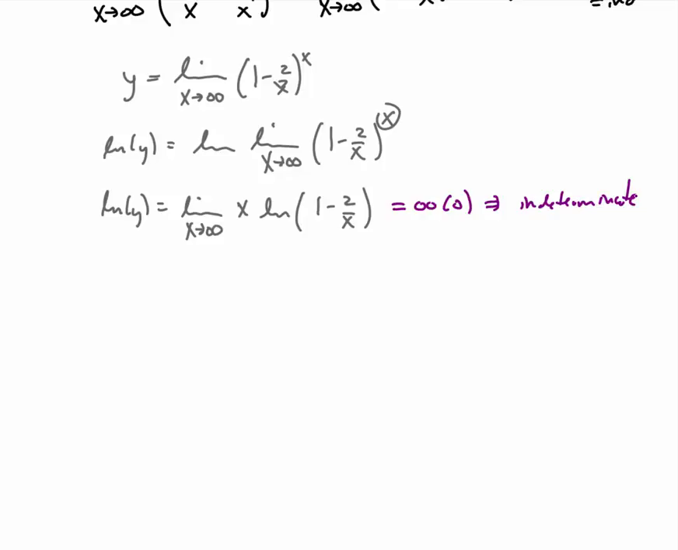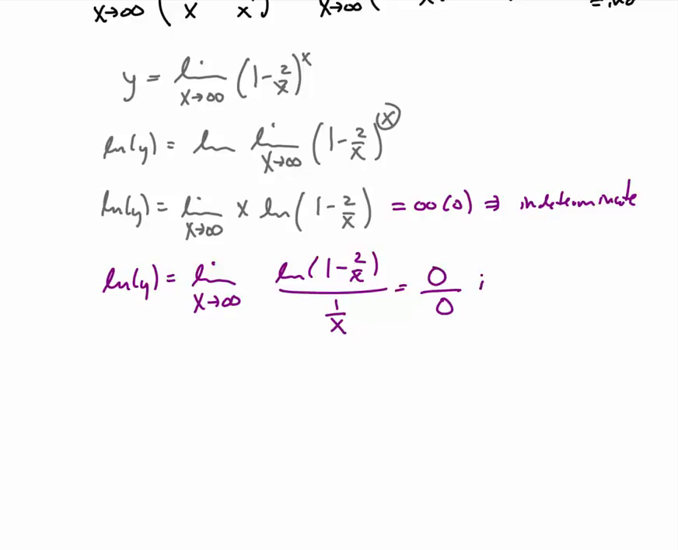I need to get this with a numerator and a denominator, and if I have that, then I think I can get this into an indeterminate L'Hopital's form. So this is going to be my numerator. Now this x I want to pop down into the denominator, and the way I'll do that is I'll divide by 1 over x. I'm trying to multiply by x, and multiplying by x is the same as dividing by 1 over x. Now as I take this limit, this denominator goes to 0. The numerator, 2 over x, goes to 0. 1 minus 0 is 1, and the natural log of 1 is 0. So this is now indeterminate, but more important, it's indeterminate L'Hopital's.